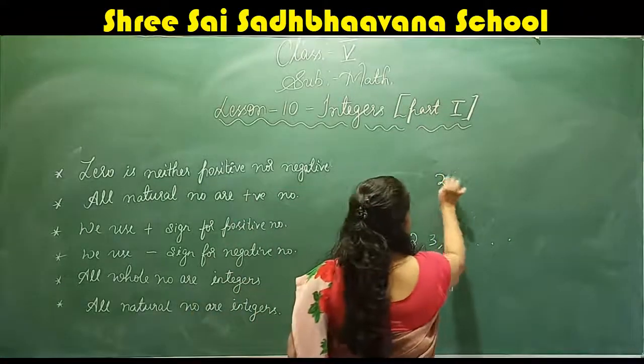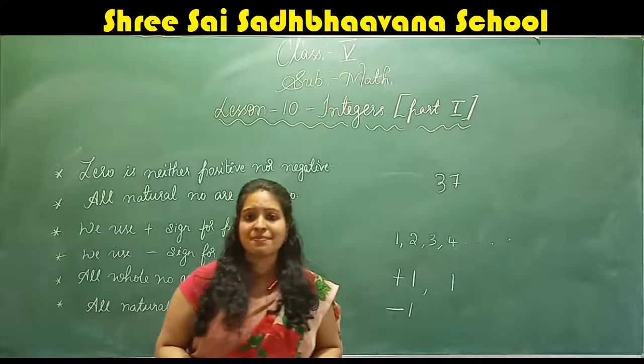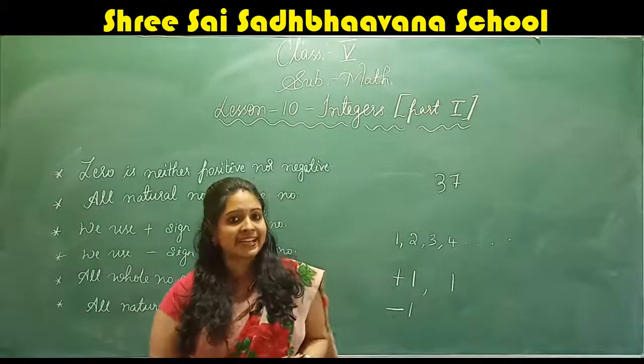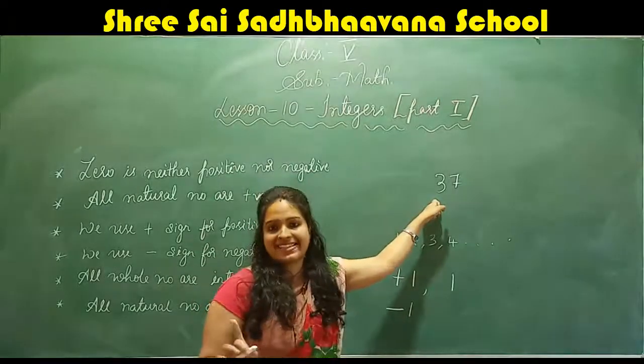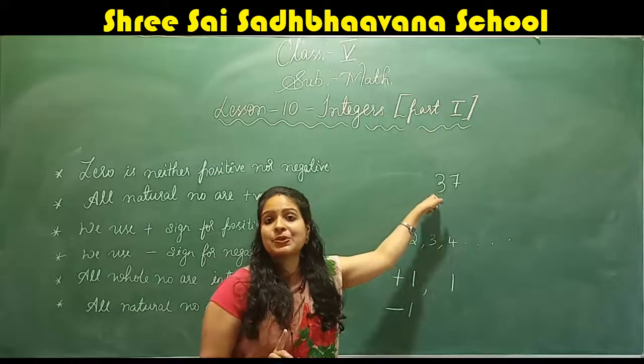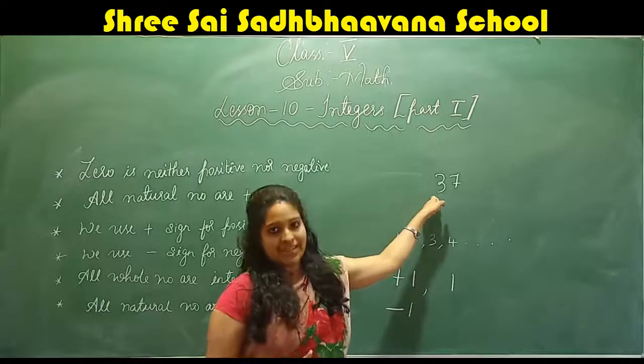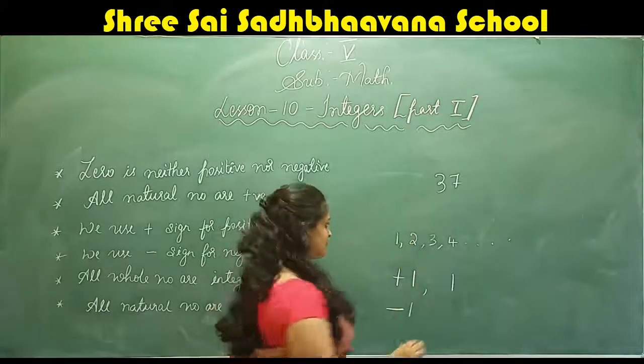Now let me write 37. Can you tell me which number it is? Is it a positive number or a negative number? This is a positive number because I have not written the sign here, and it is understood that it is a positive number.